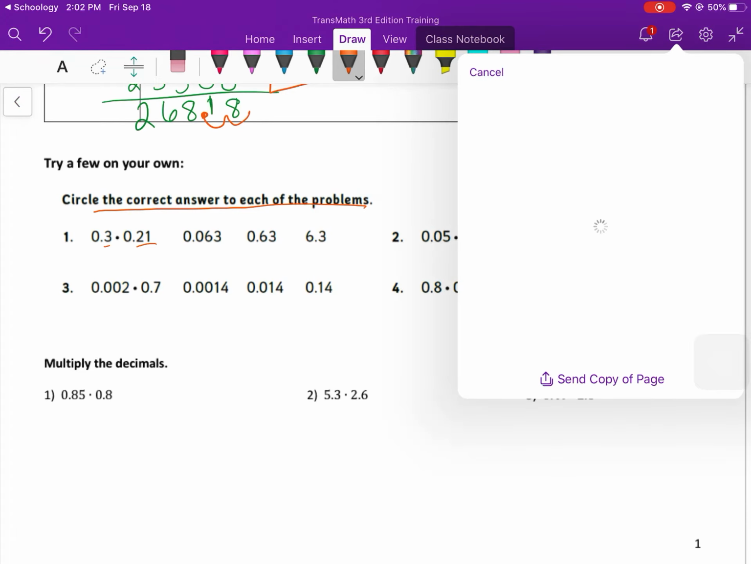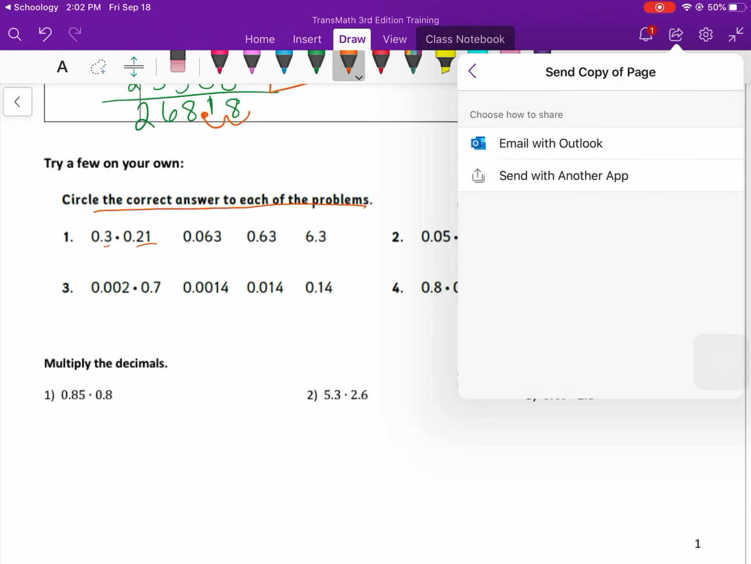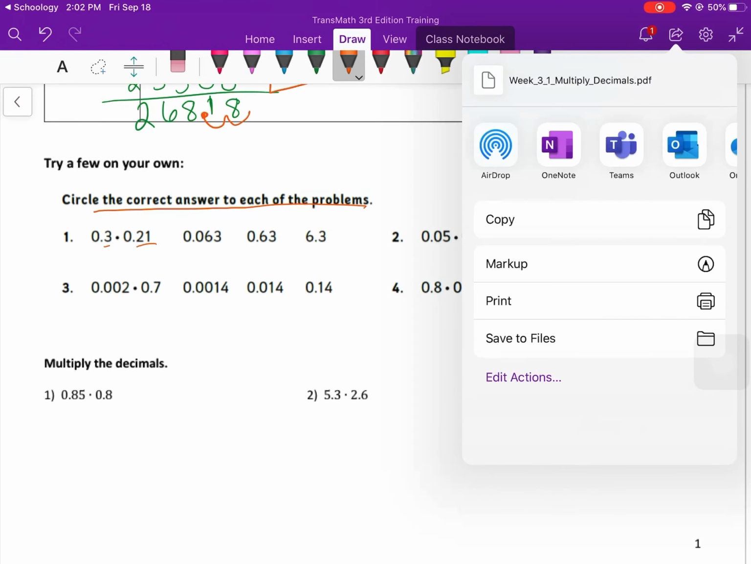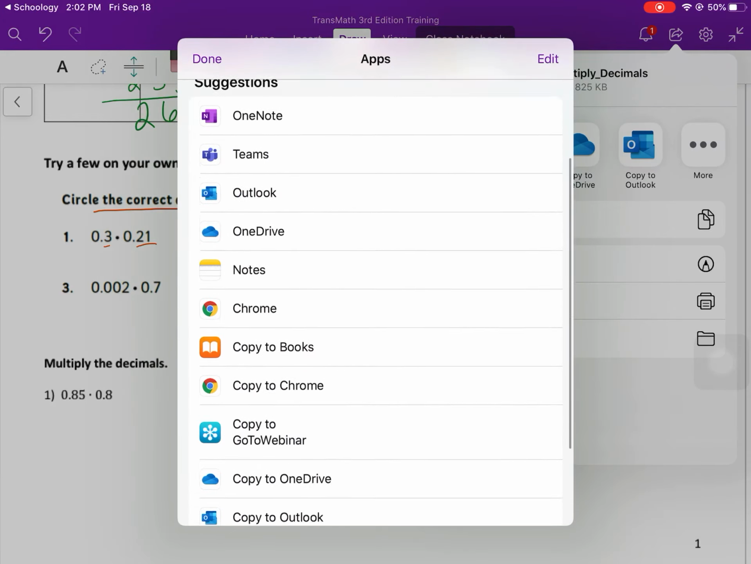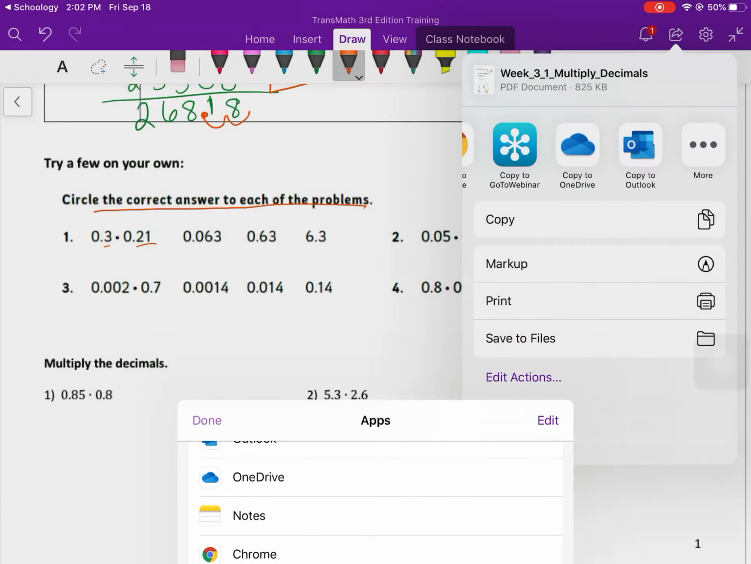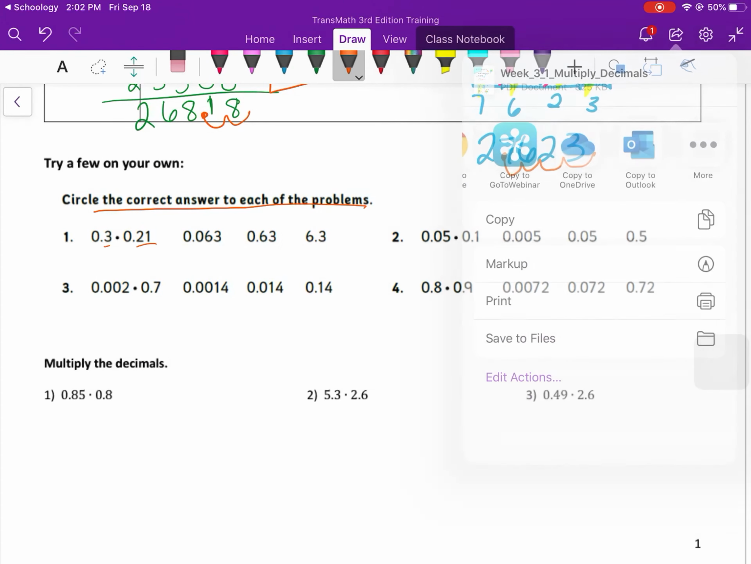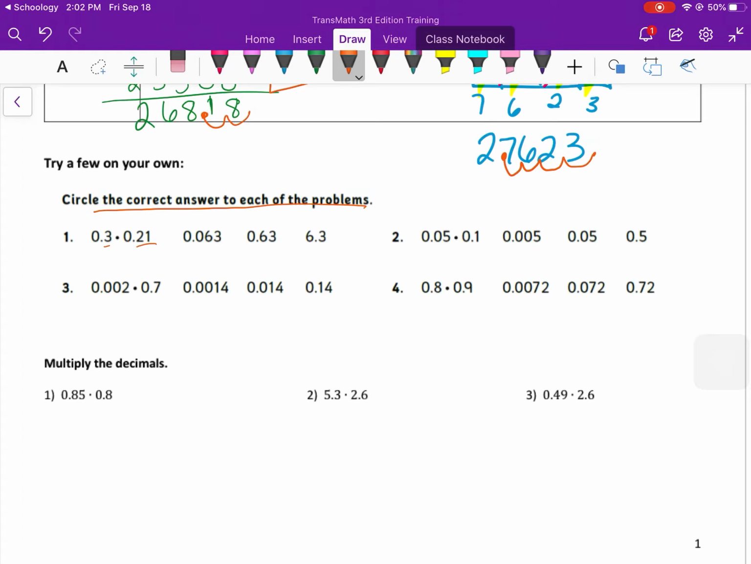Then remember to turn it in by sending me a copy of the page. You're going to send that with another app, and then make sure you choose Schoology, which should be up here in your list, Schoology. Copy to Schoology, and then choose the assignment, which would be week 3 multiplying decimals.